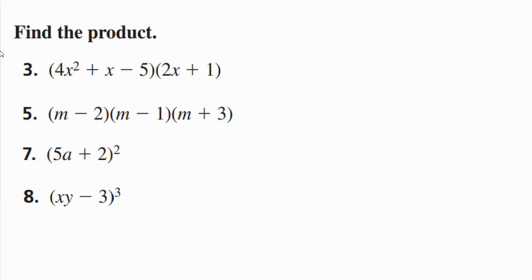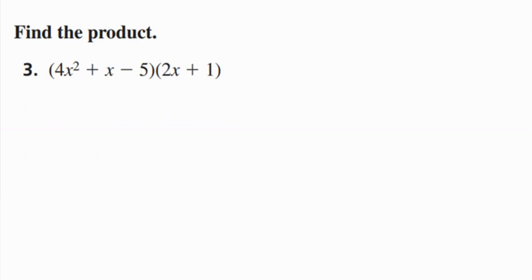So we have these examples that I'm going to go over together, right? Our first one, 4x squared plus x minus 5 times 2x plus 1. Give us some space to work this one out. I'm going to use a box to multiply these. I'm going to use the box method.